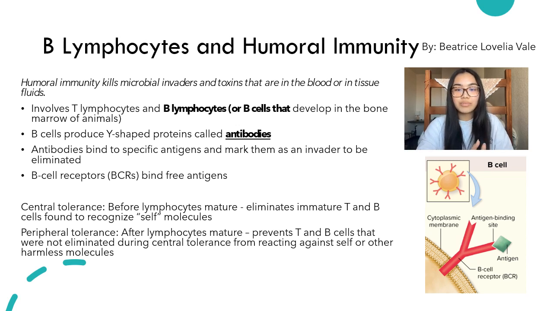Central tolerance is important before the lymphocytes mature because it eliminates immature T and B cells found to recognize self molecules, whereas peripheral tolerance is important after lymphocytes mature because it prevents T and B cells that were not eliminated during central tolerance from reacting against self or other harmless molecules.